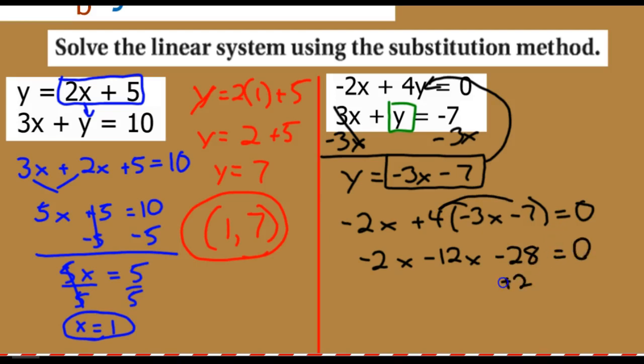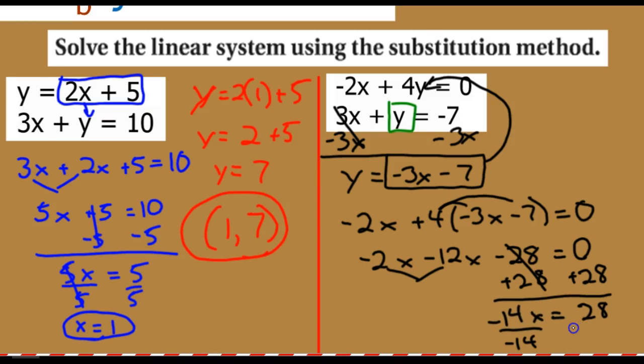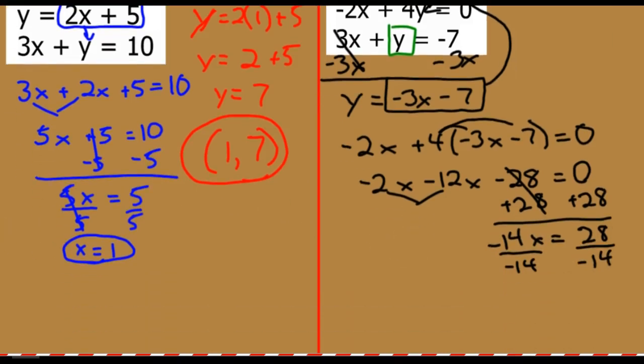Here we're going to add 28. So we get 28, and we can also combine these two like terms. Negative 2x minus 12x gives us a negative 14x. So if we divide by negative 14, we get x equals a negative 2.